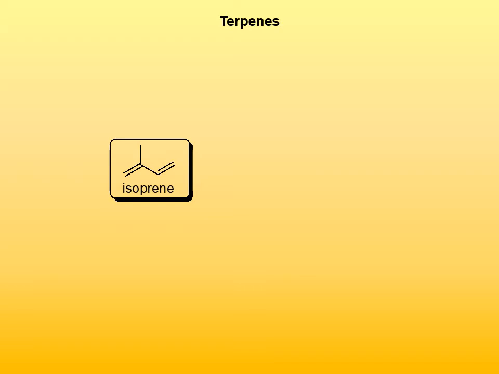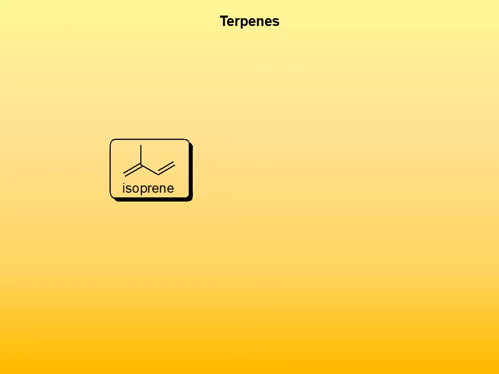So a terpene may contain only one isoprene structural element, only these 5 carbon atoms of isoprene, or it may contain 2 isoprene structural units put together, or 3, and so on. If it contains several isoprene units, then that's an oligomer of isoprene. If it contains a large number, then it's a polymer of isoprene.